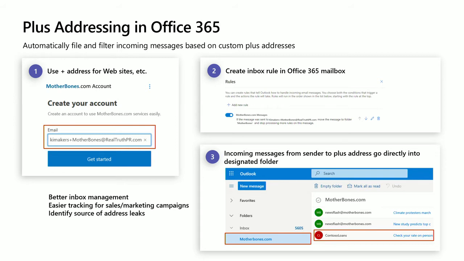Plus addressing is also great for sales and marketing campaigns. So you can use a particular one with a plus and say, oh, marketing campaign number 1. And when people reply back, it'll come directly to that. And it's great to be able to identify the source of those kinds of leaks. So that's plus addressing in Office 365. Like most of the features that we're going to be talking about today, this will be available in perhaps the first half of 2020 calendar year, maybe slipping into the third quarter. But we expect that to be coming out during that time.